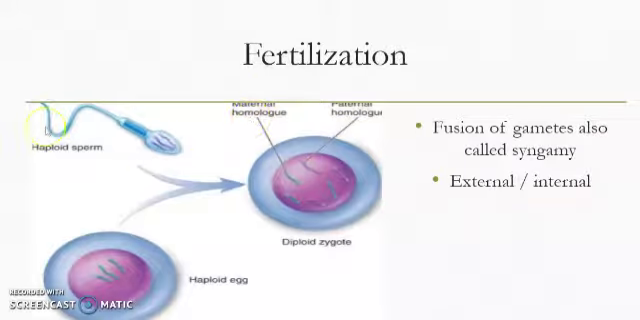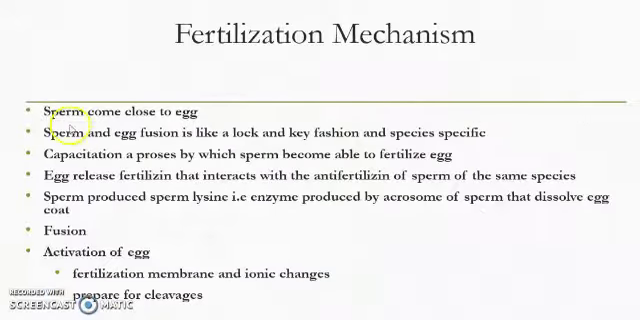Fertilization is the fusion of gametes. This one is the sperm, this one is the egg. They will fuse and they form a zygote in which the number of chromosomes is diploid, half from the sperm and half from the egg. It can be external, it can be internal. So the first step is the encounter of the gametes. That means they come close to each other. Second step, they fuse, and their fusion is just like a lock and key method, and it is species specific. It means that a particular sperm of a particular species can fuse with the egg of that species.